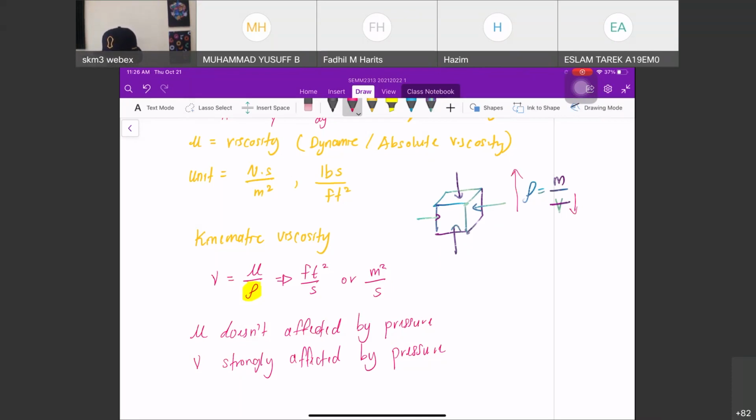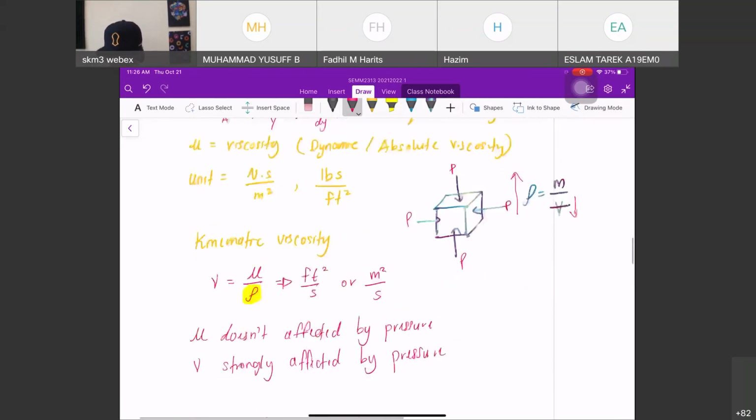That is why the kinematic viscosity is directly affected by pressure, because it relies on the density. Density change will change the kinematic viscosity.